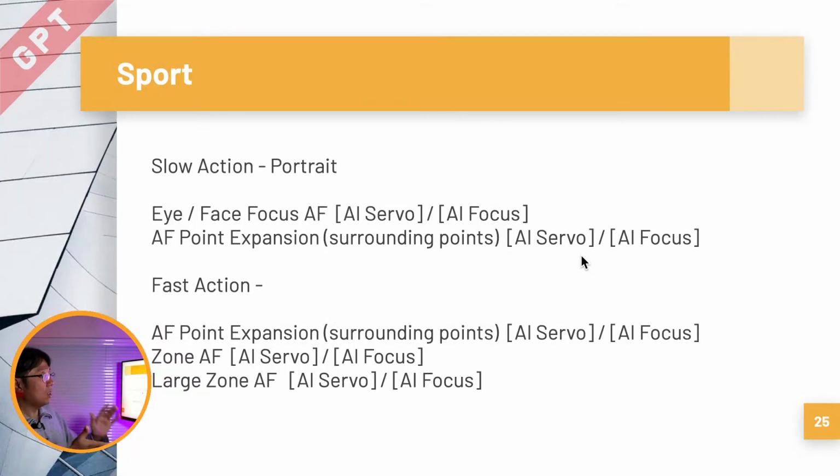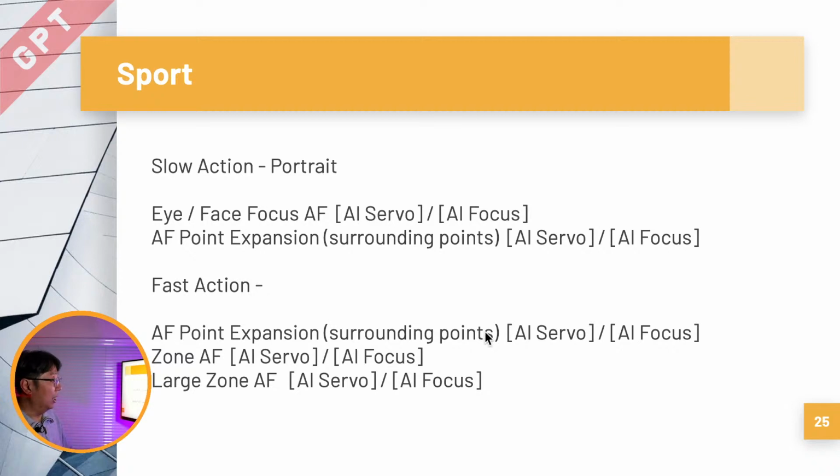Okay, slow action portrait: same, eye or face AF with AI Servo or AI Focus mode, to make sure it's always focused on that person's eye. AF point expansion, if you cannot really have eye focus or face focus, also remember to turn on AI Servo or AI Focus. Very fast action, or maybe it's a group or something.